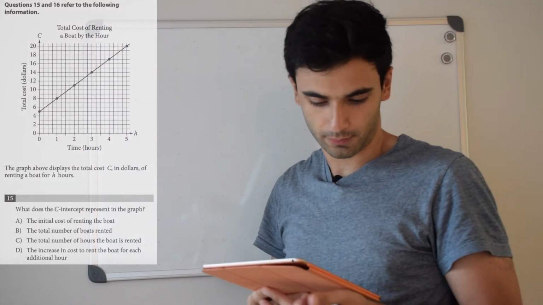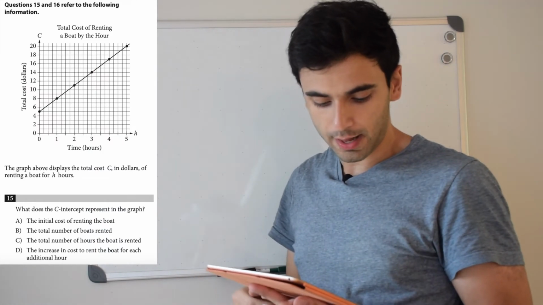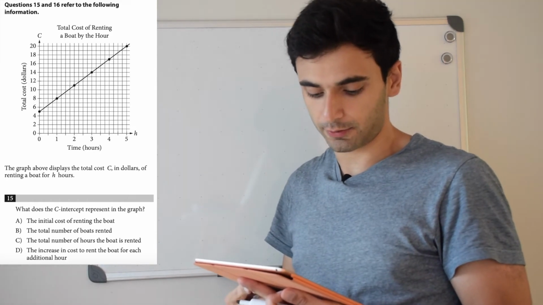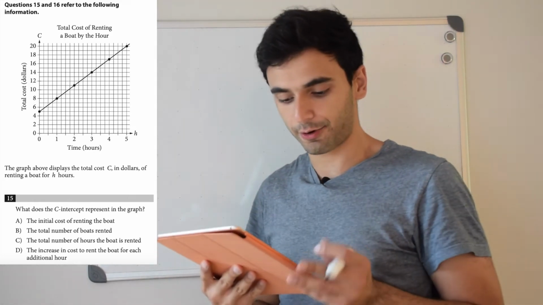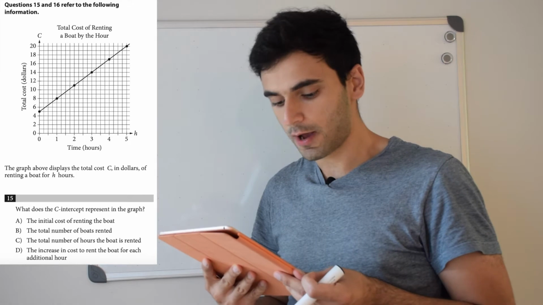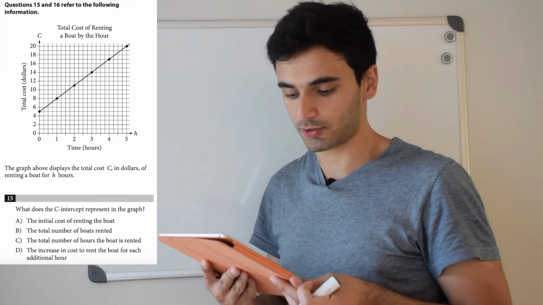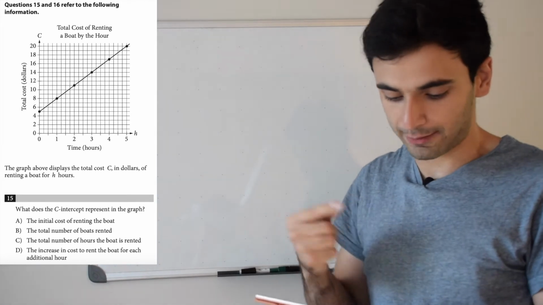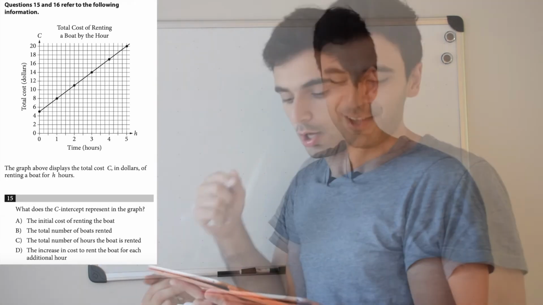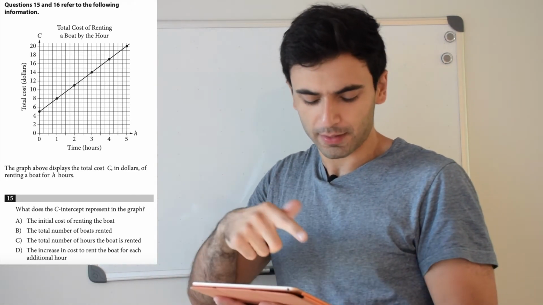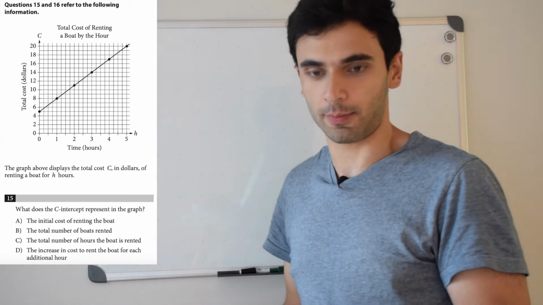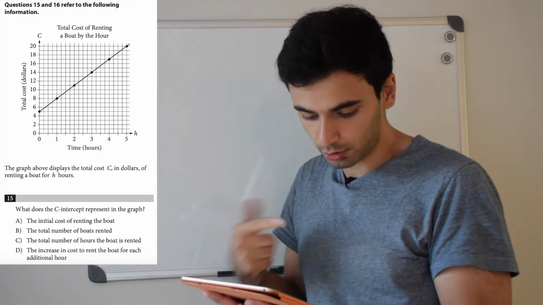Question 15. So there's a graph in question 15, and the question will be related to that. What does the c-intercept represent in the graph? If you look at the graph, it displays the total cost in dollars of renting a boat for h hours. We see the graph starts at time 0 and the cost of $5. So it means when I go to rent the boat, I'm going to pay $5 without even spending any time in the boat. So it means the initial cost of renting the boat.